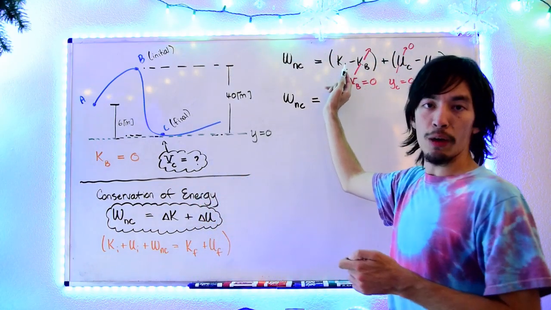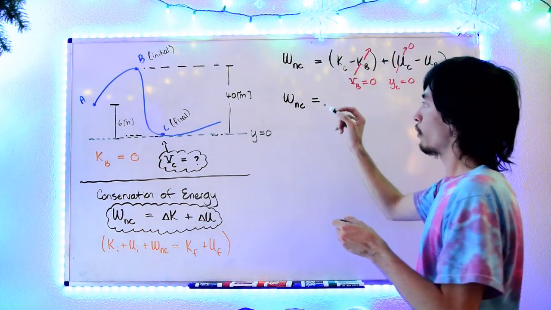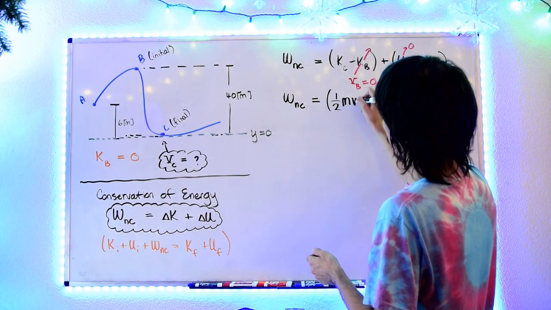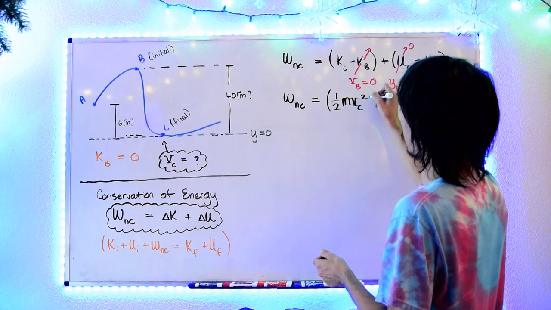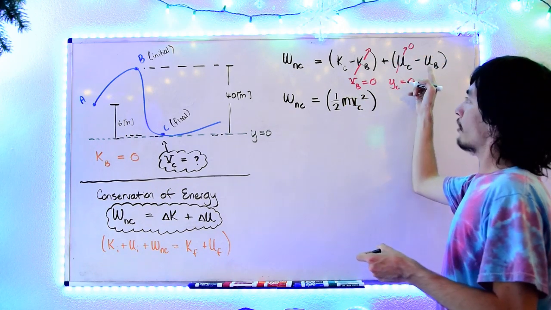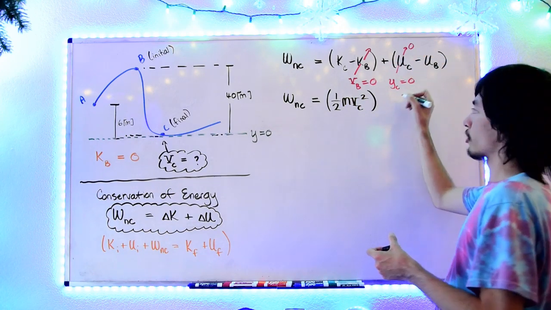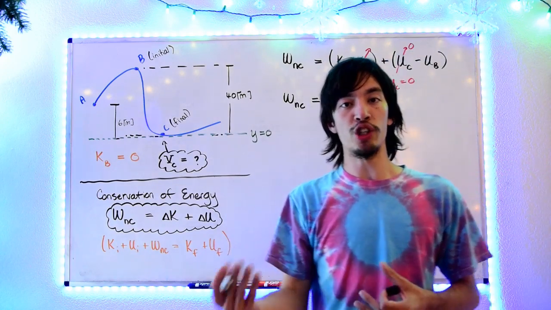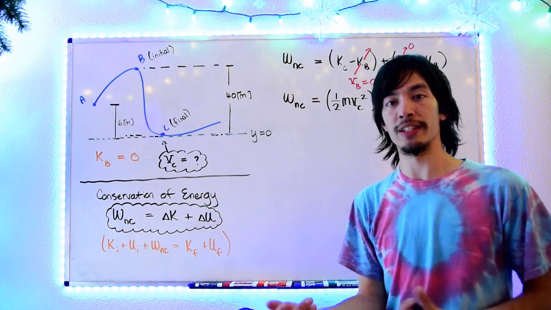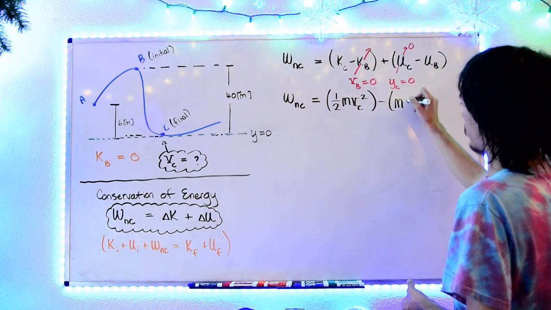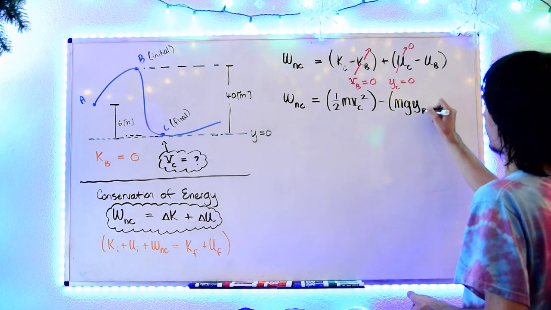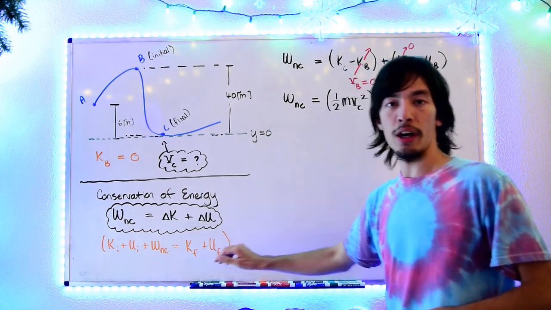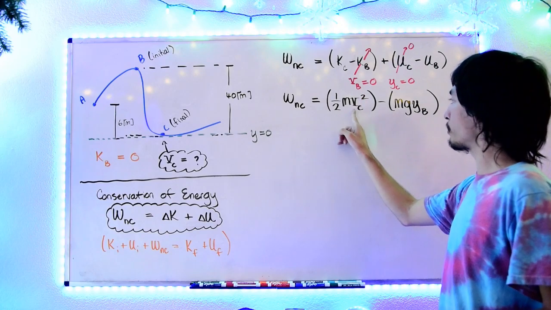So what we have left is the work done by non-conservative forces. I'm going to expand out what's left. Our kinetic energy, we want to remember, is 1/2 mv_C squared. We have minus the potential energy at B. Potential energy is mgy, or mgh for the gravitational form, so mgy_B. Okay. So now all I have to do is solve for my speed at point C.